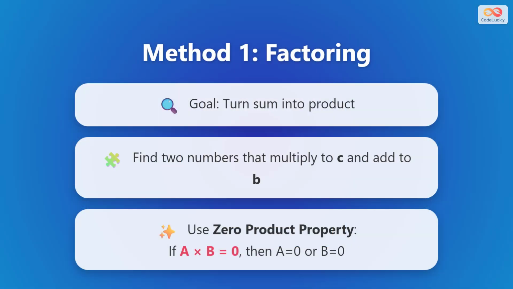The first and often fastest method to solve these equations is by factoring. The goal is to turn the addition and subtraction in your equation into multiplication. We look for two numbers that multiply to give the constant term, c, and add up to the middle coefficient, b. Once factored, we use the zero product property, which states that if two things multiply to 0, one of them must be 0.